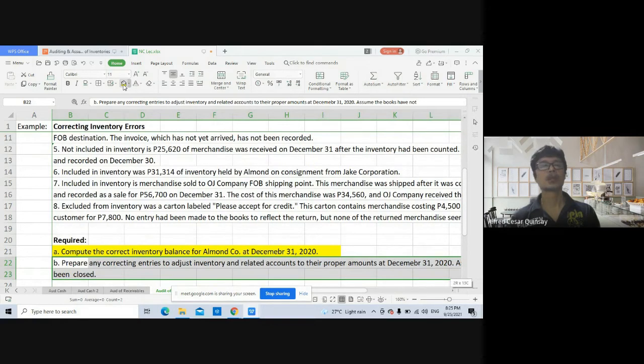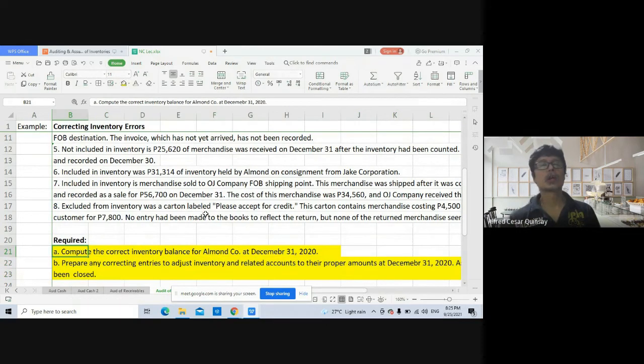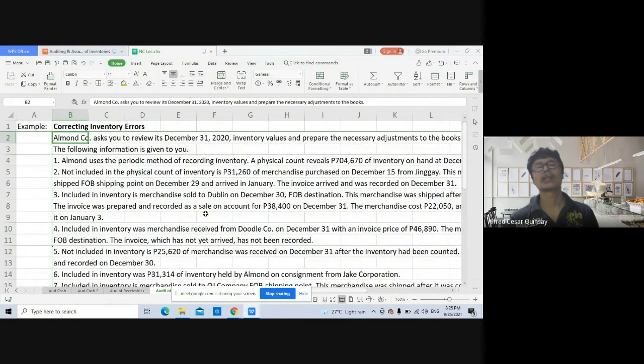So assume the books have been closed. So ito yung gagawin muna natin, itong letter A, yung sa inventory balance, so correct inventory balance. Kailangan na makita natin dito.